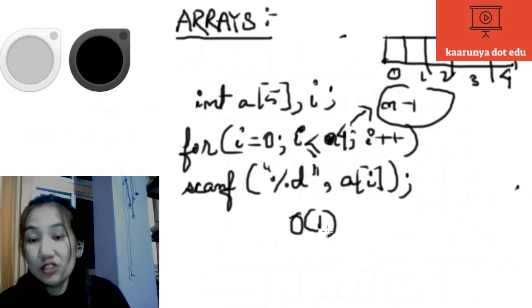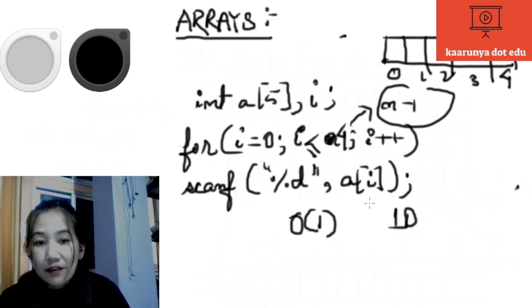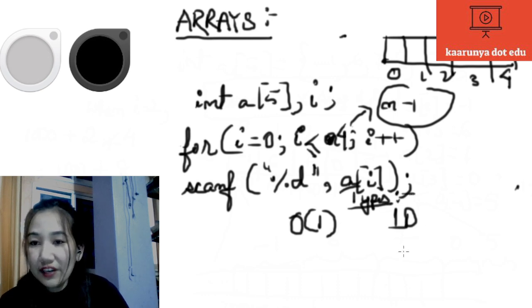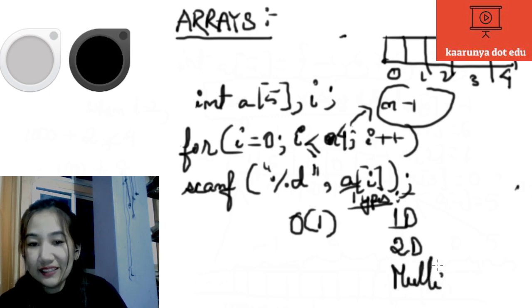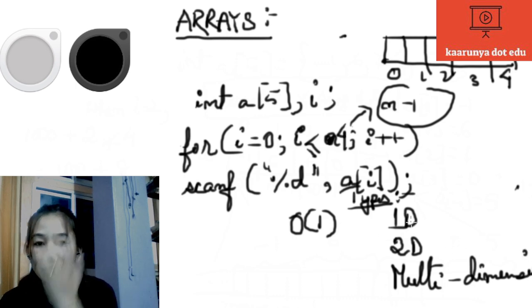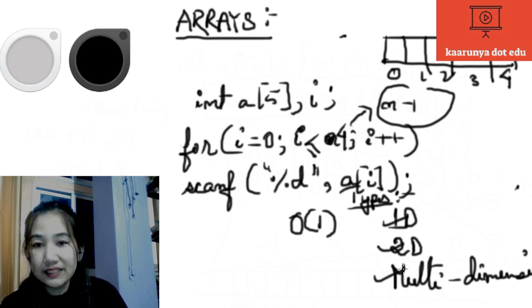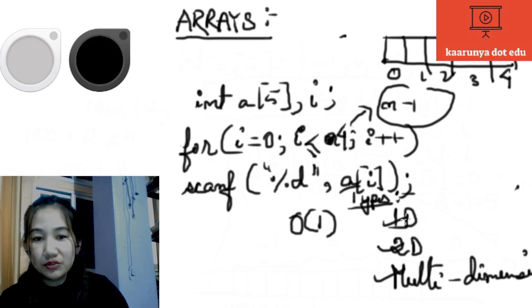So these are all about array, and there are different types of array, of course. We are discussing one dimensional array. There are three types of array: one dimensional, two dimensional, and multi-dimensional array. In today's lecture, we are discussing all about one dimensional array.